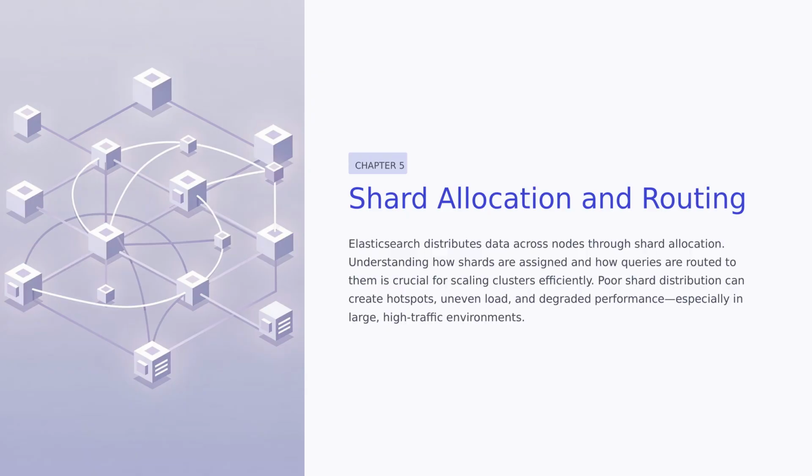Ever wondered how Elasticsearch efficiently scales clusters to handle vast amounts of data and queries? In Chapter 5, shard allocation and routing take center stage. Through strategic shard distribution and query routing, Elasticsearch optimizes data distribution across nodes. Avoiding hotspots and uneven loads is crucial for peak performance in large, high-traffic environments.